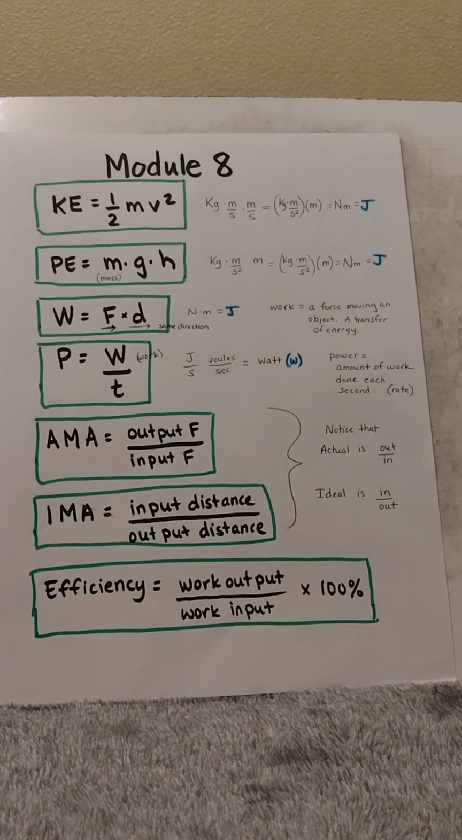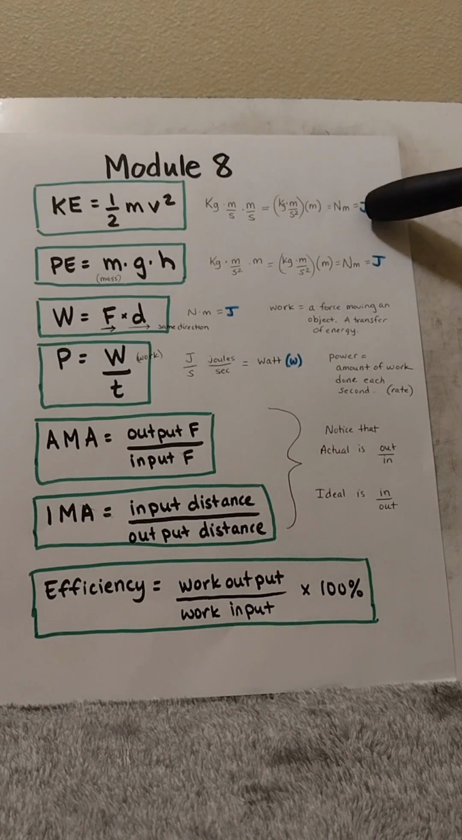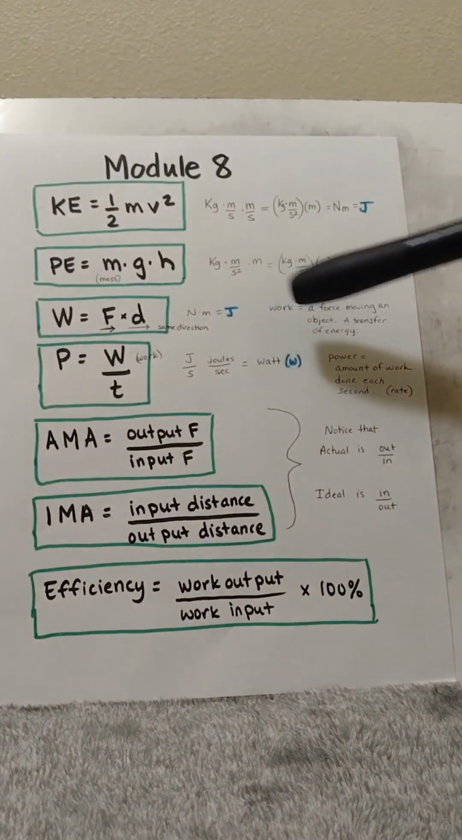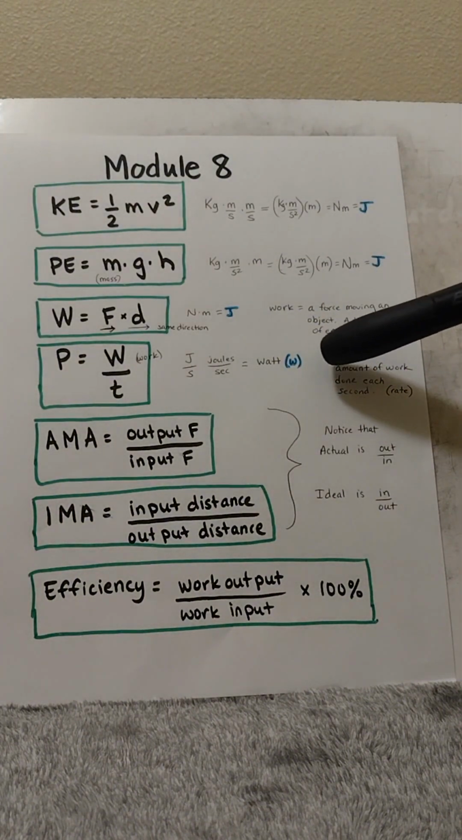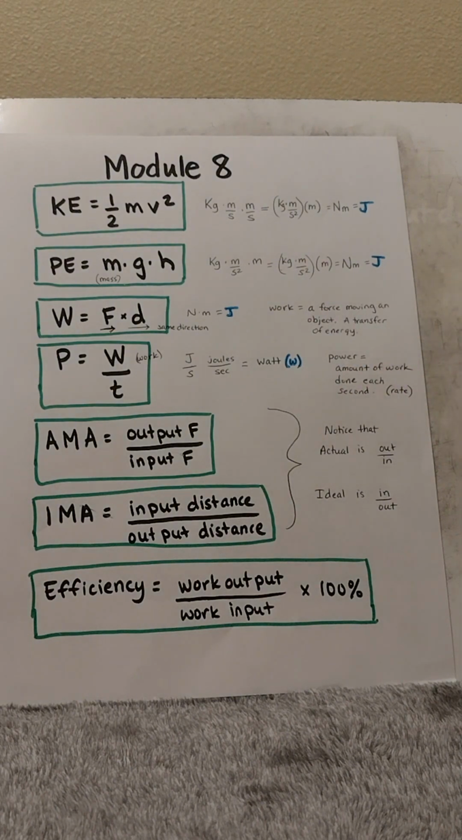Also, have all of the equations written out in one spot, and make sure you also write out the units for each thing that you're measuring, whether it's potential energy or work, so that you remember what units to put on your answers. Because if you put the wrong units, you're going to get the wrong answer.